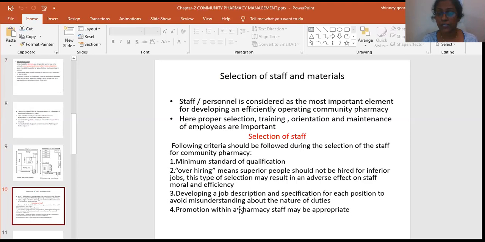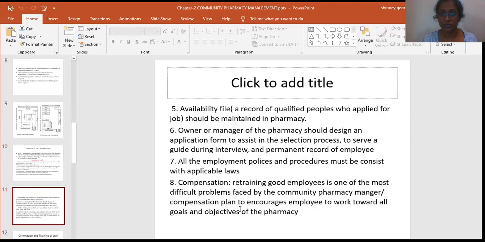Then the pharmacy manager has certain duties while selecting a particular staff for the community pharmacy. One thing is he should design an application form, and he should make a job description which should specify the nature of the job, so that the candidate who is coming for the post of pharmacist can read and understand what all things he has to do in the community pharmacy. And accordingly, proper promotions are also needed for the pharmacy staff who are working in a community pharmacy.